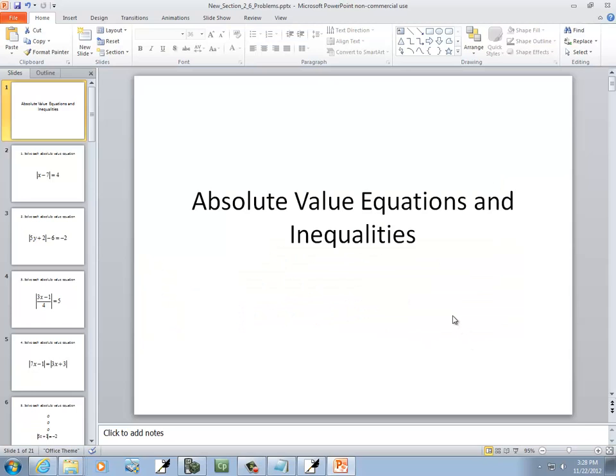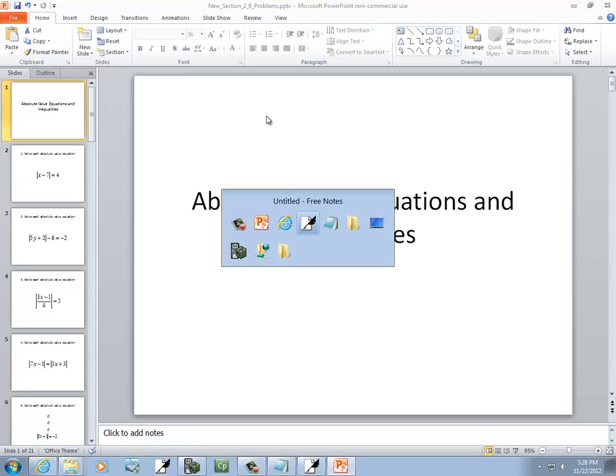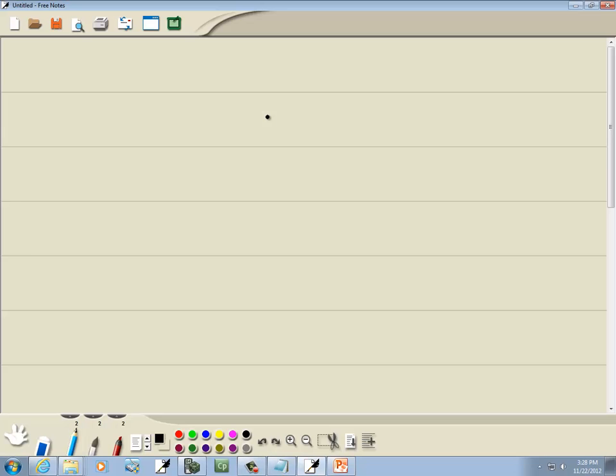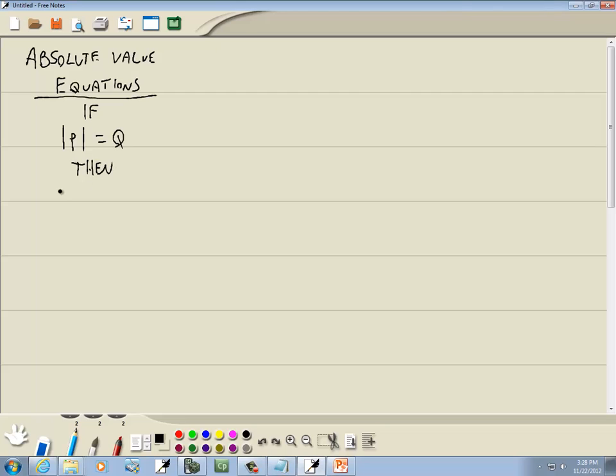Let's take a look at absolute value equations and inequalities. Now our absolute value equations says if you have the absolute value of something is equal to something else, then you drop the absolute value, set it equal to positive the other side, and you drop the absolute value and set it equal to negative the other side. Now it really is as vague as what I just said.